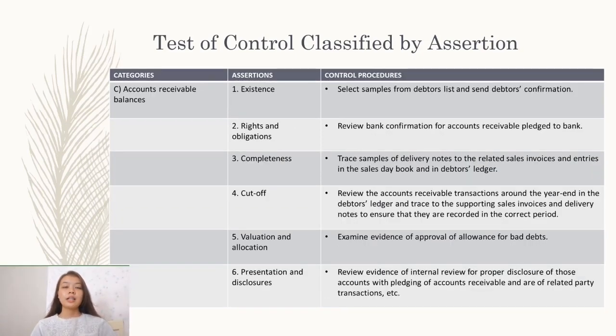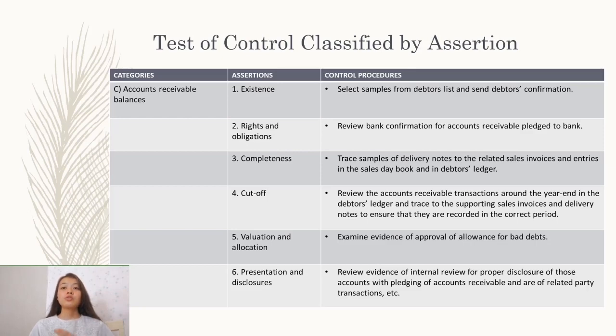The third one is the account receivable balance. Okay, the first assertion is existence. Existence means to select sample from debtor list and send debtor confirmation. The second one is rights and obligations, is to review bank confirmation for account receivable pledged to the bank. The third one is completeness.